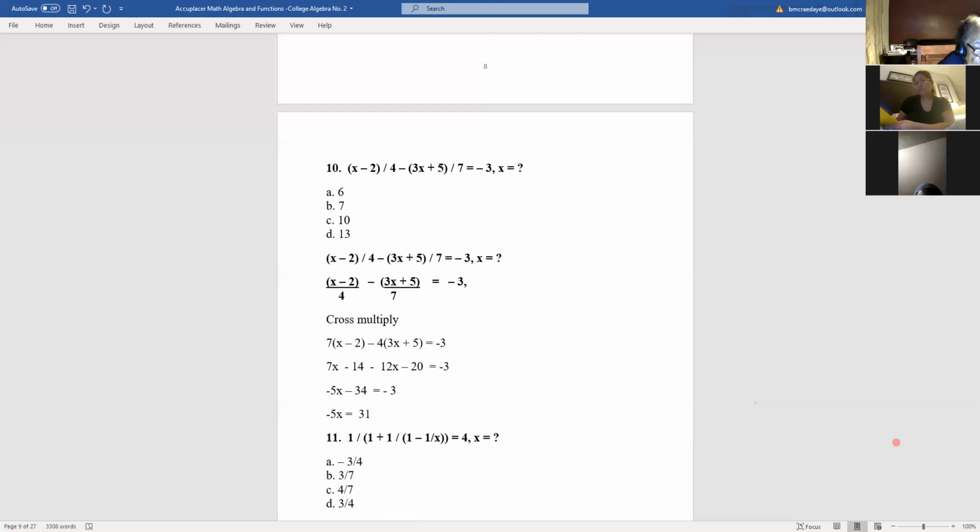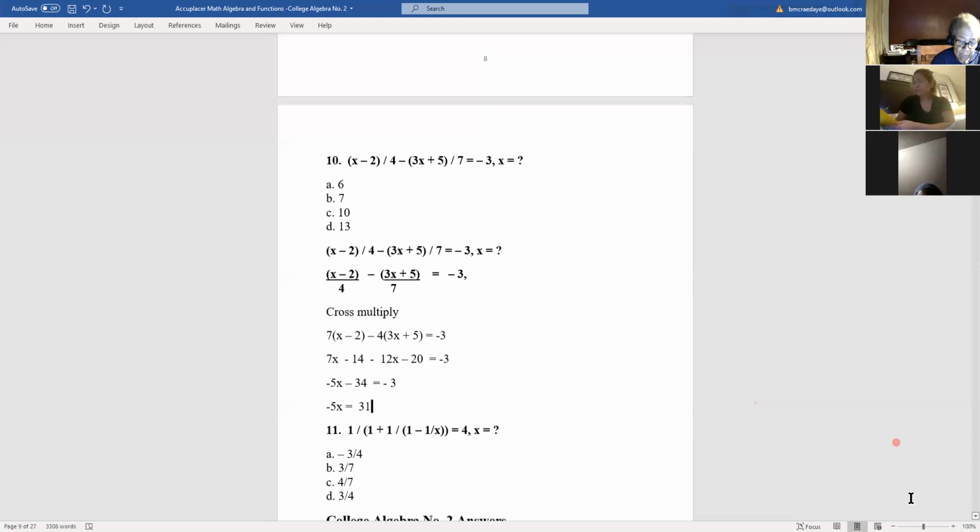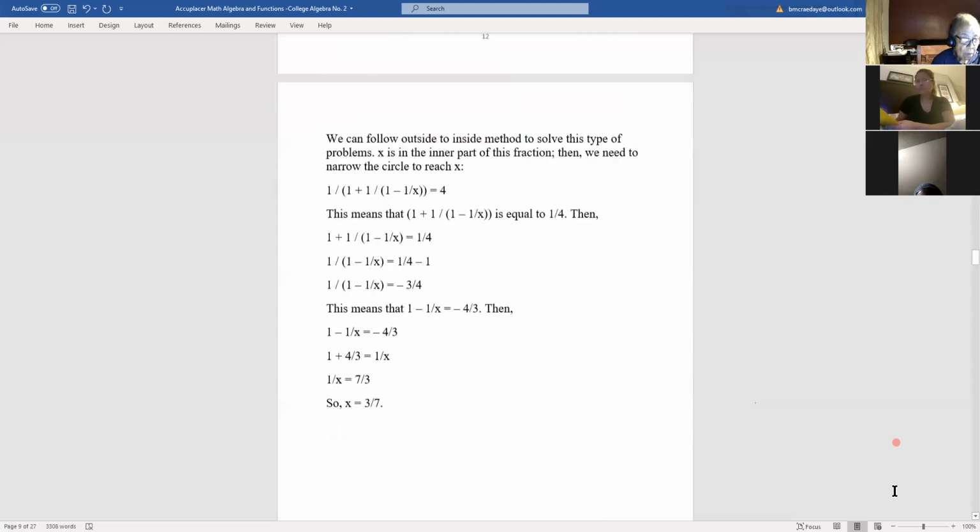Okay, we got minus 14. 4 times 3 is 12, 20. 7x minus 14 minus 12x minus 20. Okay, minus 34, minus 5x, minus 3. Somewhere we made an error. Let's see if we can find it.